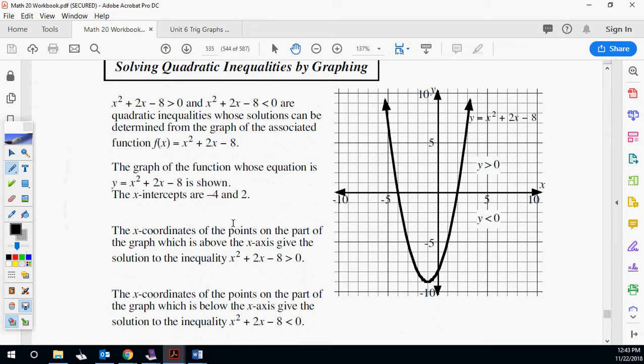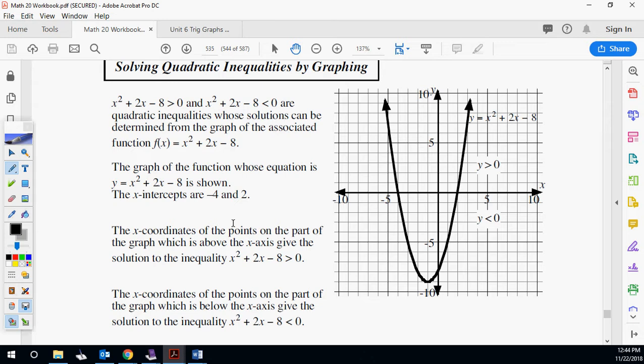Okay, so solving quadratic inequalities by graphing. x squared plus 2x minus 8 greater than 0, and x squared plus 2x minus 8 less than 0 are quadratic inequalities whose solutions can be determined from the graph of the associated function. So we're using the graph. We're just graphing, this is all it's saying. If you just factored that, you'd figure out the x-intercepts are -4 and +2. So the graph crosses through -4 and +2.